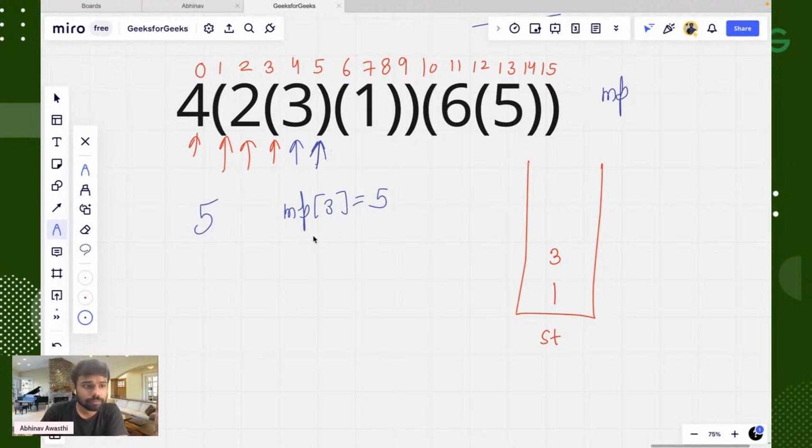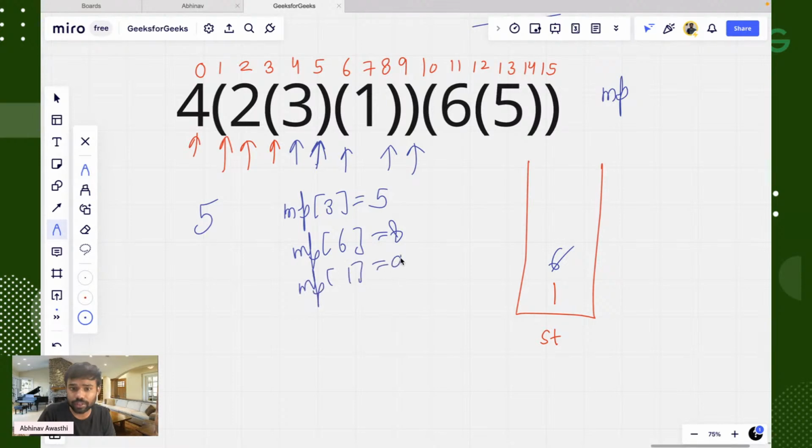What does it mean? It means that for the opening bracket which is at index number 3, its corresponding closing bracket is at index number 5. Got it? And then we will pop it from here. Similarly, as we go on, we again have an opening bracket at 6, then a closing bracket at 8, so MP of 6 is equal to 8, and again pop it. Then we have a 9, so MP of 1 is equal to 9. This is the very basic thing that we will have. Is this much part of the problem clear or not?